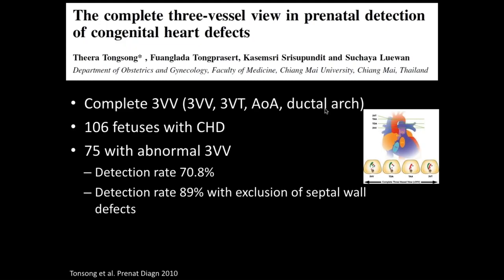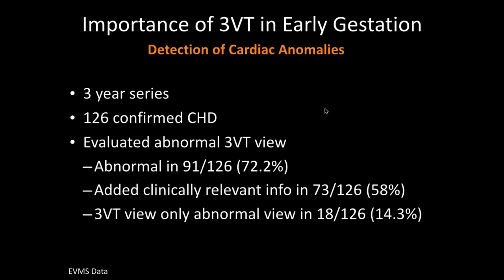So how important is the three-vessel trachea view or the three-vessel views in the upper chest in the evaluation of anomalies? This is a study from Thailand that showed that it is abnormal in at least 70 to 75% of fetuses with congenital heart disease. And if you take out ventricular septal defects, the detection rate of these views is somewhere close to 90% for congenital heart disease. In our experience internally here in the first trimester also, we found fairly similar results.